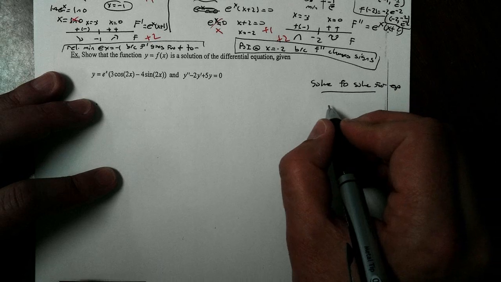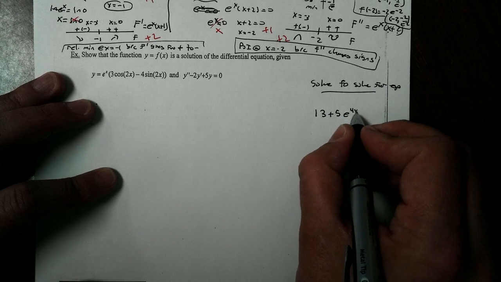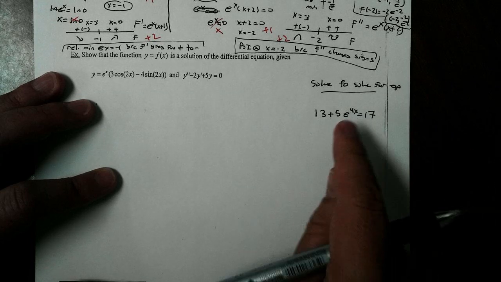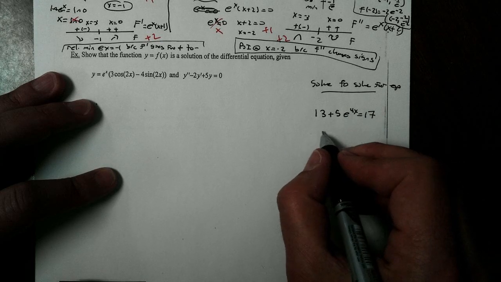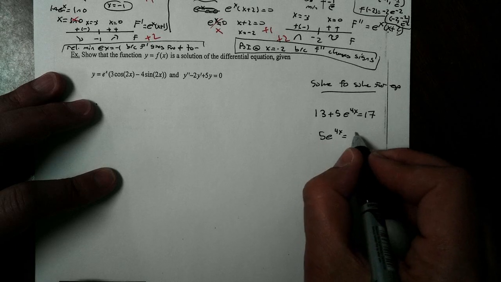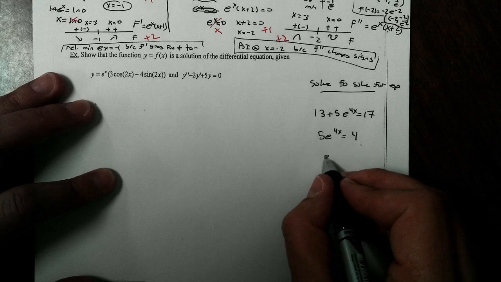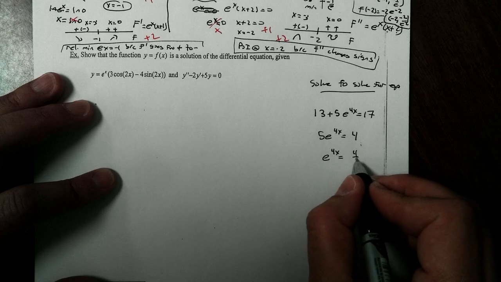So let's see here. Let's say we have something like 13 plus 5 e to the 4x equal to 17, and I want to solve this. Well, of course, we would isolate the e to the 4x, and we would get 5 e to the 4x equal to 4. And then divide by 5. E to the 4x equals 4 over 5.